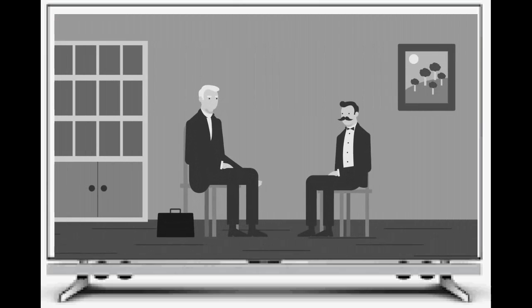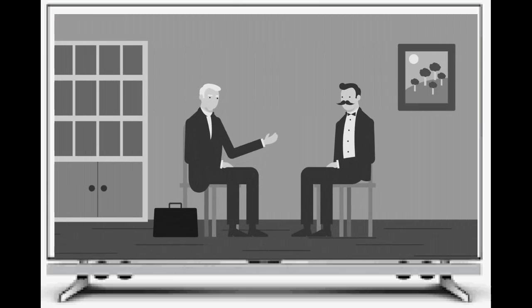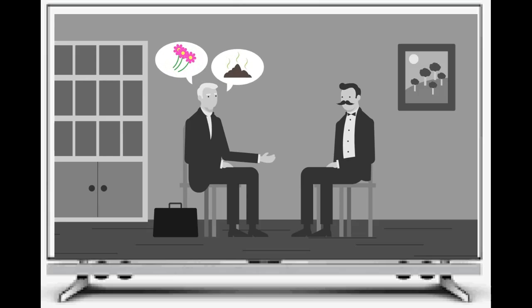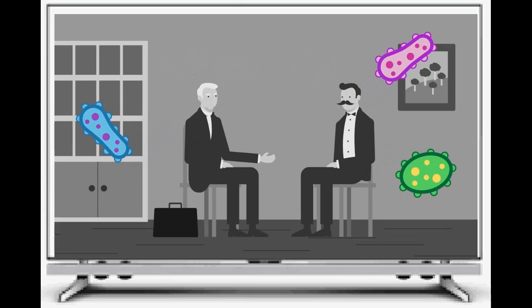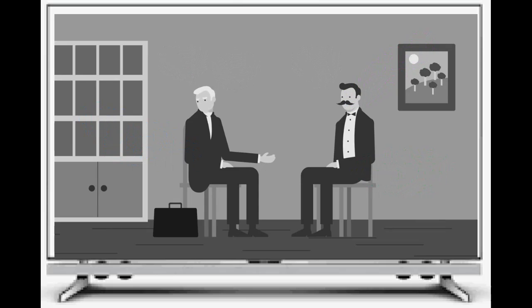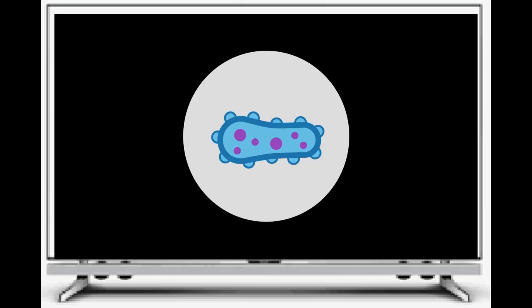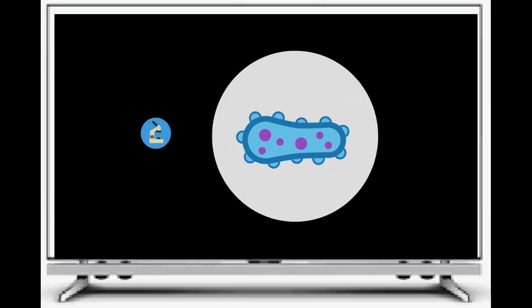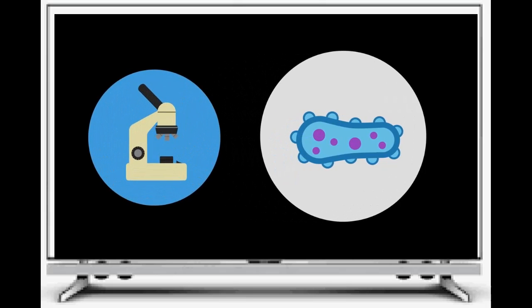If you were alive 200 years ago, you would have been given some very strange advice on how to avoid getting ill. You might have been told to carry sweet-smelling flowers with you or avoid going to smelly places. This was because at that time, people didn't understand that infectious diseases were caused by microorganisms. And they didn't know that because they couldn't see them. Microorganisms are so called because they can only be seen using a microscope. They are far too small to be seen with the naked eye.